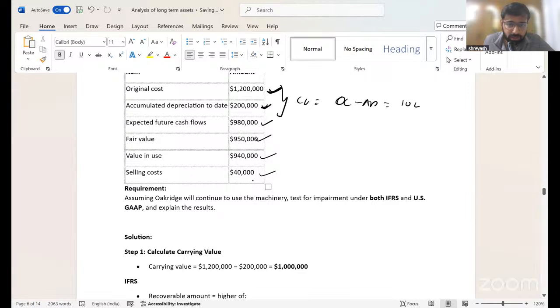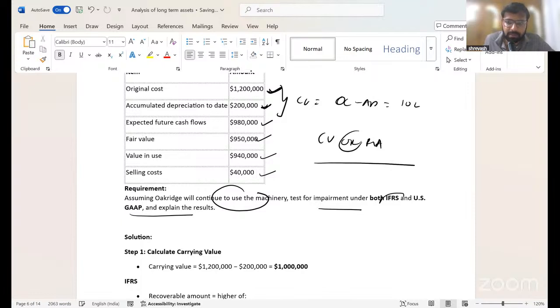Assuming Oak Ridge will continue to use the machinery, test for impairment under IFRS and US GAAP. I'm supposed to test for impairment under IFRS. How do I test for impairment? You compare carrying value with the recoverable amount, and then you assess for impairment. Sir, कैसे compare करेंगे? Let us first find out recoverable value. Recoverable value is fair value less cost to sell or value in use, whichever is higher. Fair value 9 lakh 50,000. Cost to sell is 40,000. That means 9 lakh 10,000 is my fair value less cost to sell.